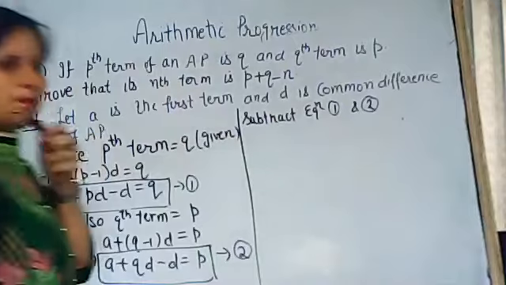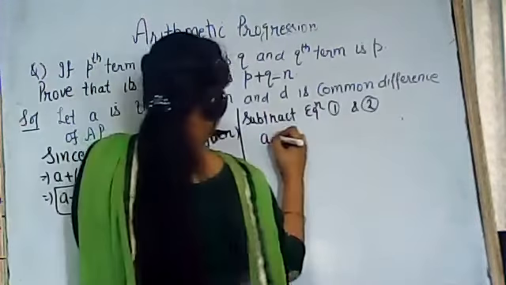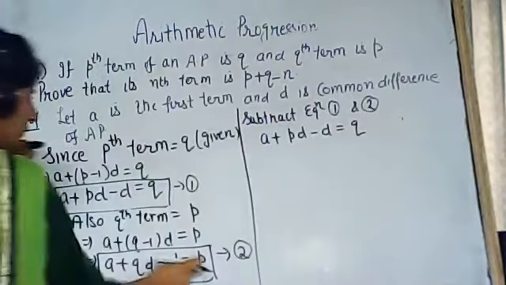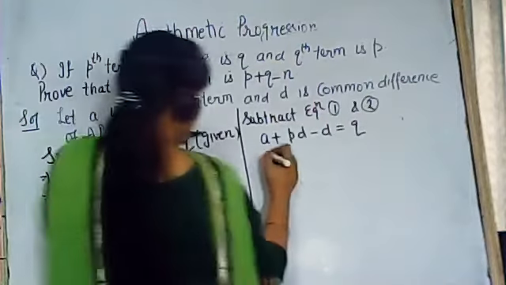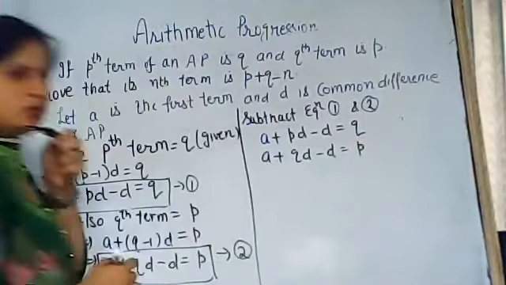Subtract equation number 1 and 2. So we will get, what is the equation number 1? A plus PD minus D equals Q. And what is equation number 2? A plus QD minus D equals P.